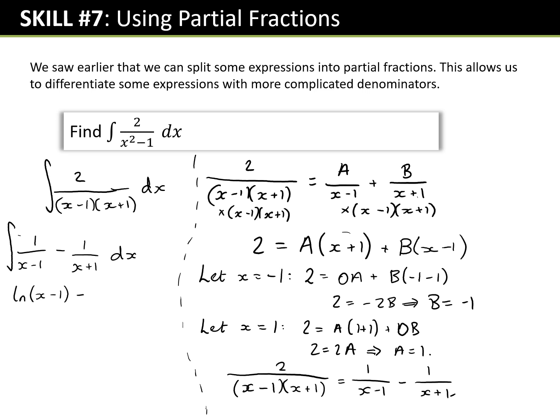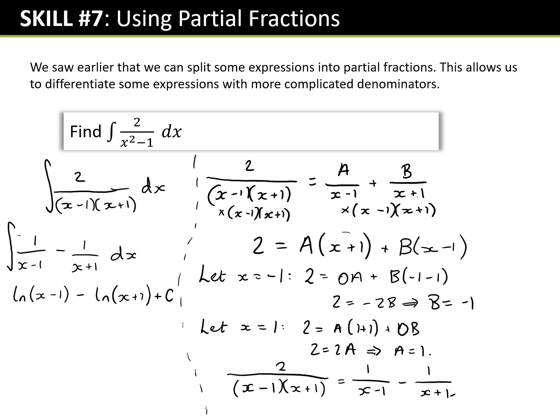We've got a minus in between. 1 over x plus 1. Well, again, if this was 1 over x, it would be natural log. However, because it's not just x on the bottom, we need to divide by its differential. Its differential again is 1, so there you go. Okay, we haven't got limits, so we need a plus c.